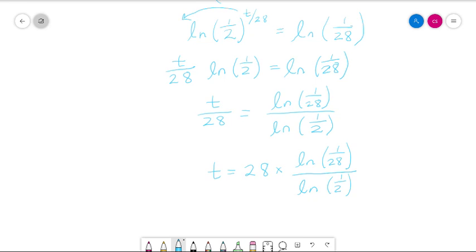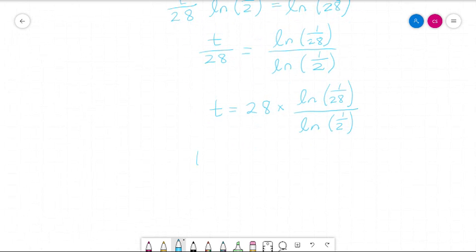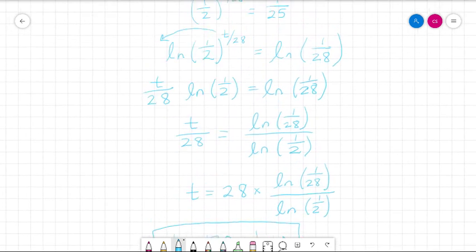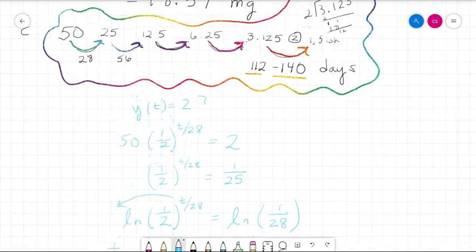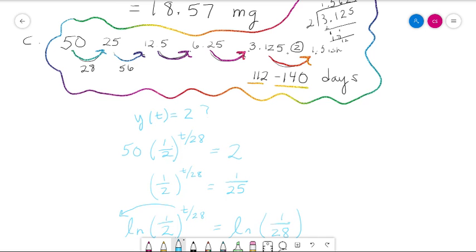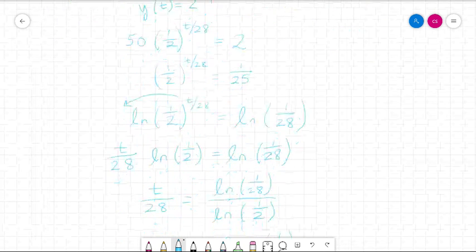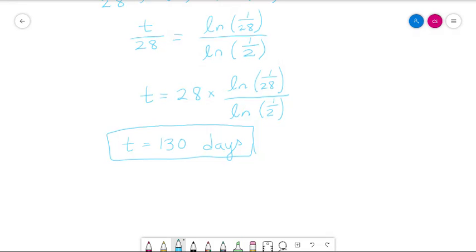And what should you get? You should get about 130 days. And what did we guess? It is 130 days between 4 to 5 half-lives. It is, right? There's our 2 milligrams. Here's 4 half-lives. Here's 5 half-lives, right? 112 to 140 days. We said 130 days. So there you go. That looks pretty reasonable.